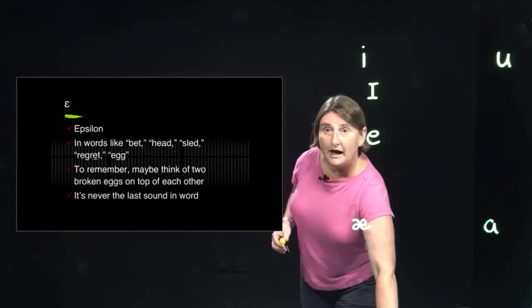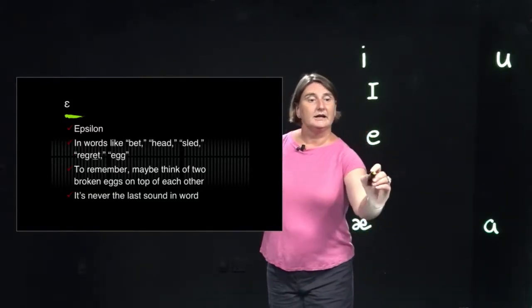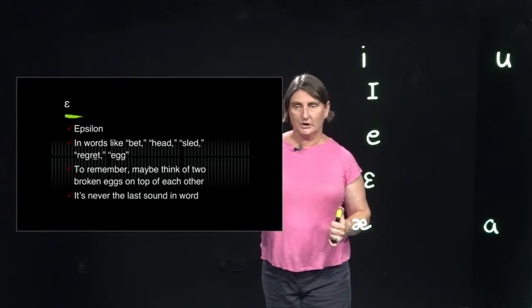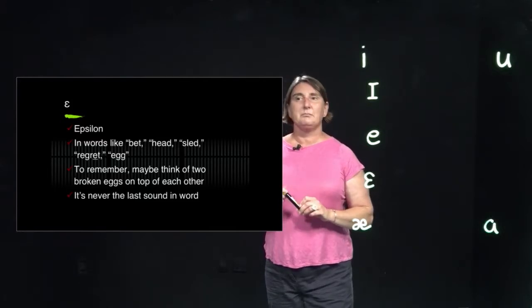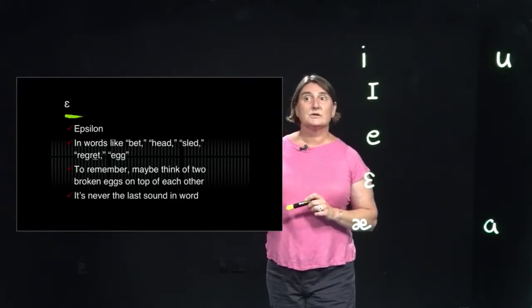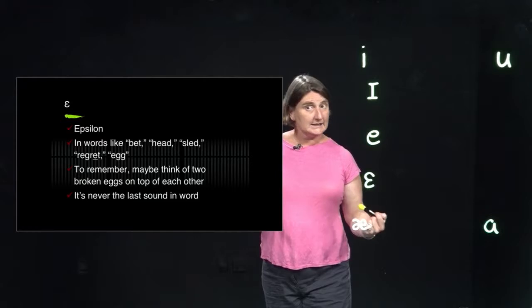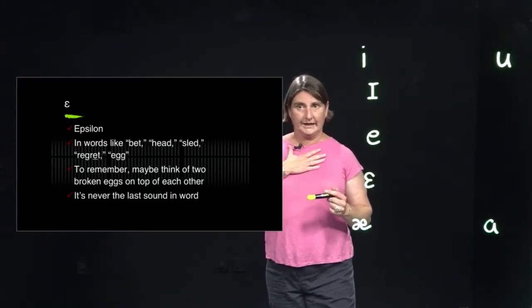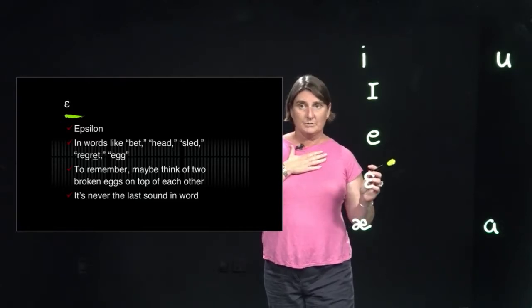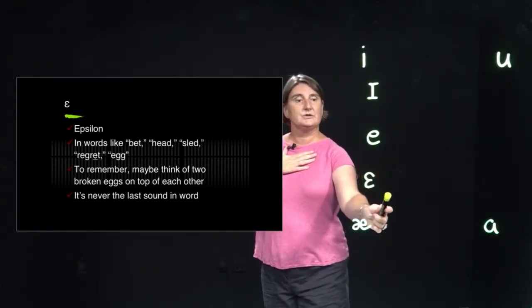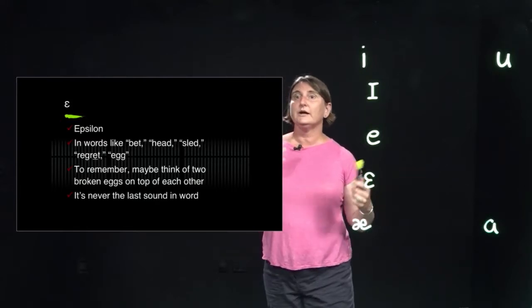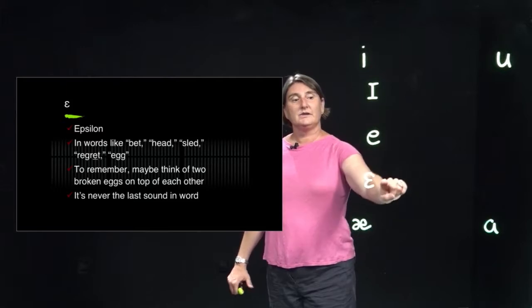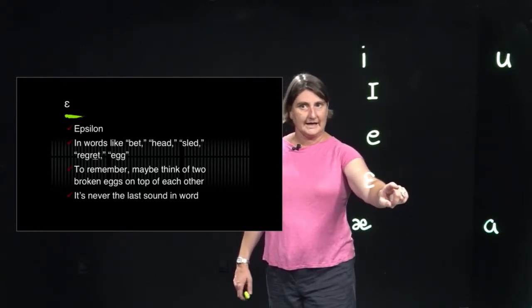Okay, then the close counterpart to the A is this guy, E. So that's an epsilon. And that's in words like bet, or head, or sled, regret, or egg. So perhaps if you say egg like I do and not egg, like some people do, you might think of these as two eggs on top of each other, and remember it's E in that way. And like I, E is also never the last sound in a word.